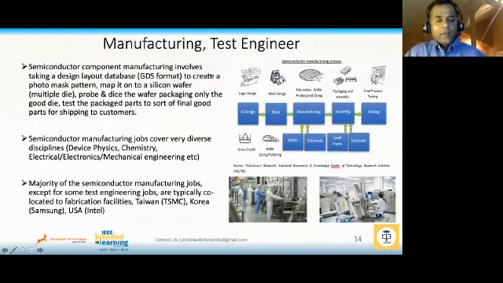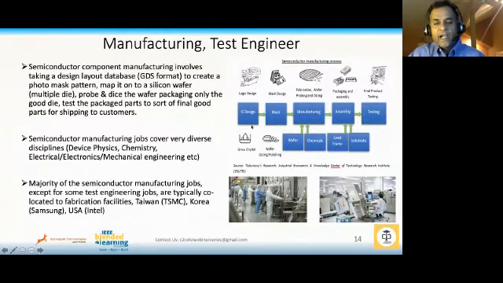Now, the last part of it is actually manufacturing and test. On the right here, I have a little flow chart. We talked about design, whether it is an analog or a digital design. We said we go through the design.